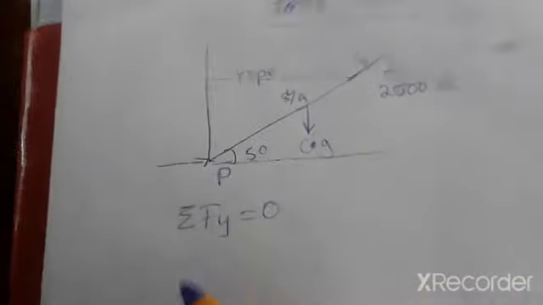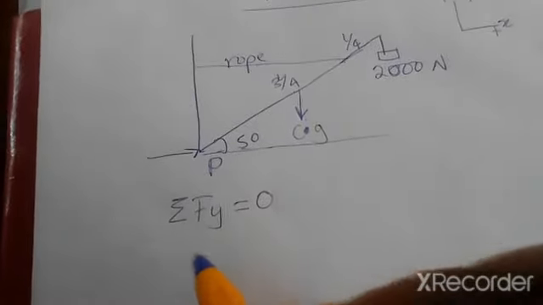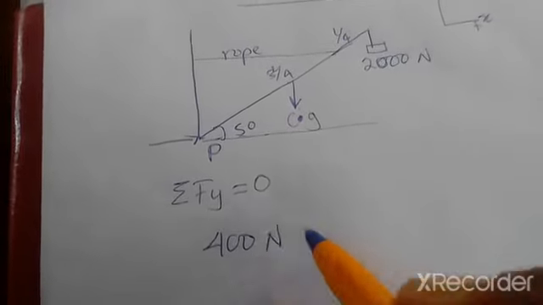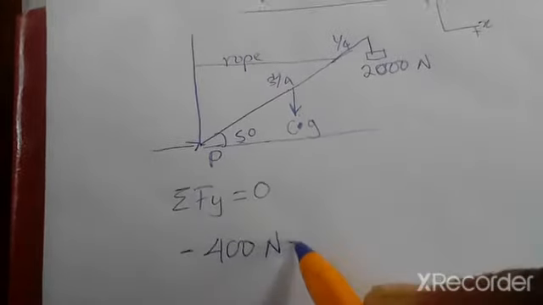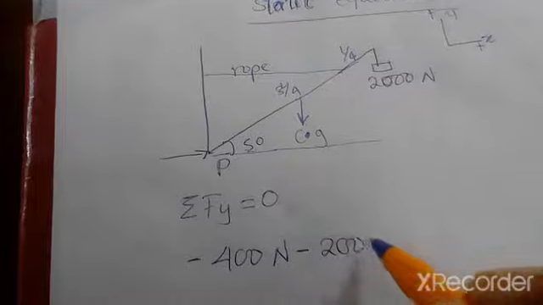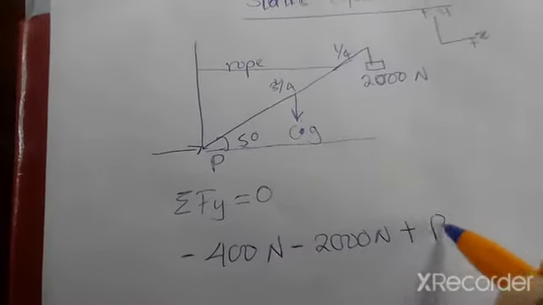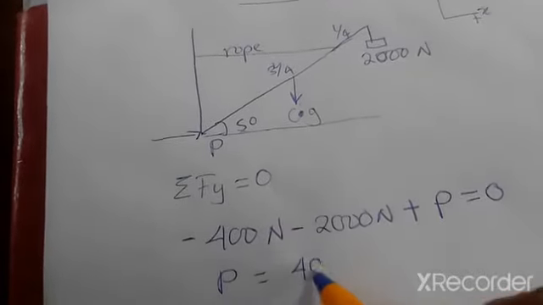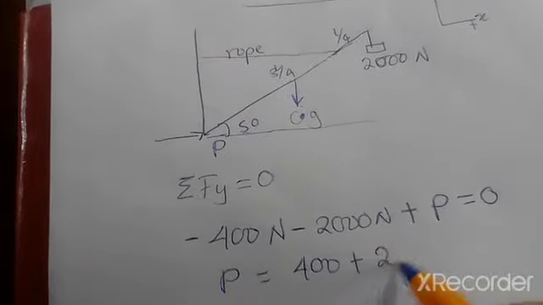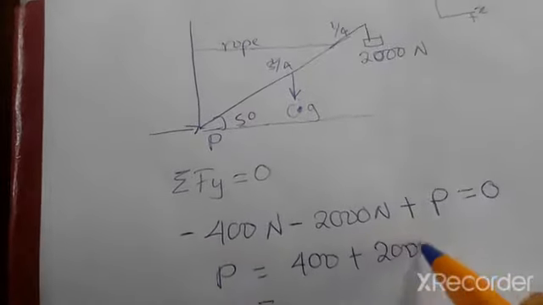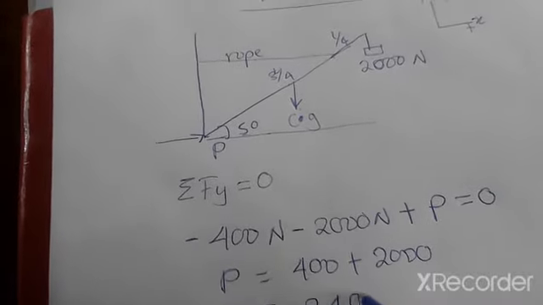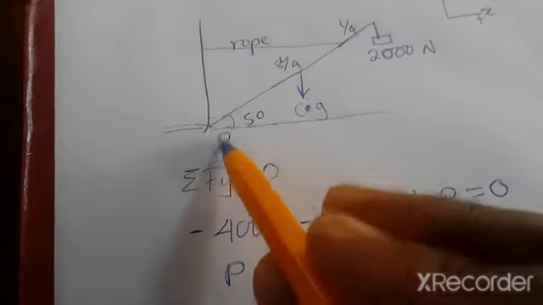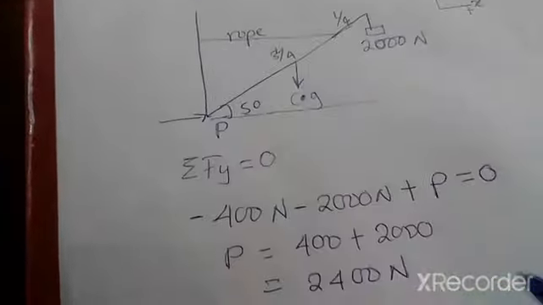So we'll have the center of gravity, which is 400 newtons, negative 2000 newtons, plus P should give us 0. Meaning that P will be equal to 400 plus 2000, and that will be 2400 Newton. So this is the force that P is exerting in the y-axis.